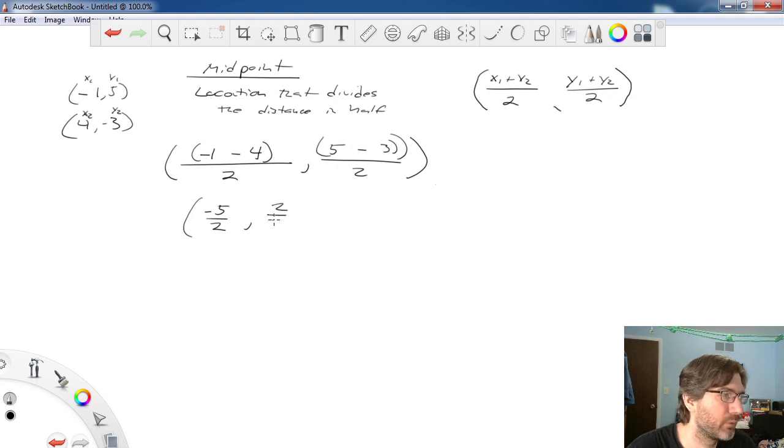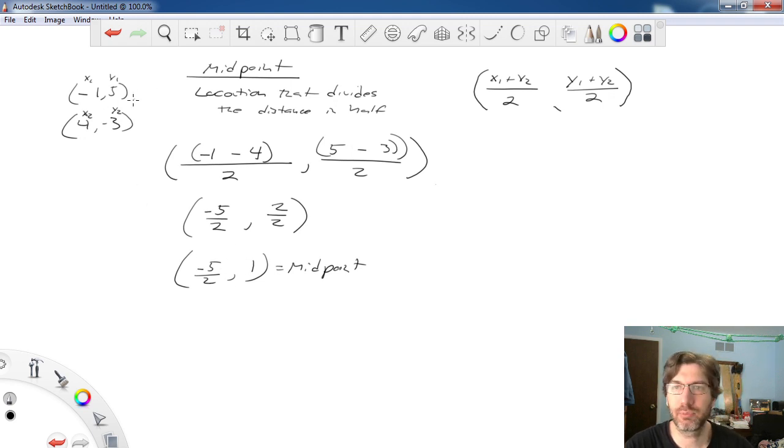I guess I'll put the intermediate step. That gives you 2 on top, and you're going to divide it by 2. So when you divide each of these by 2, you'll get, well, -5 halves is not divisible by 2, so I might as well leave it like that, and 2 divided by 2 is 1. So this here would be your midpoint, or this would be the point that is halfway between these 2 points.